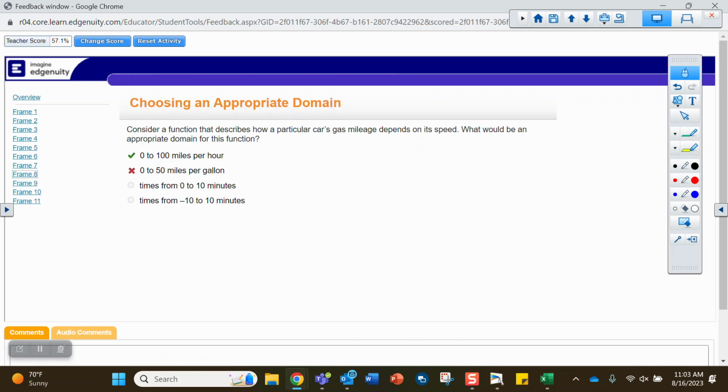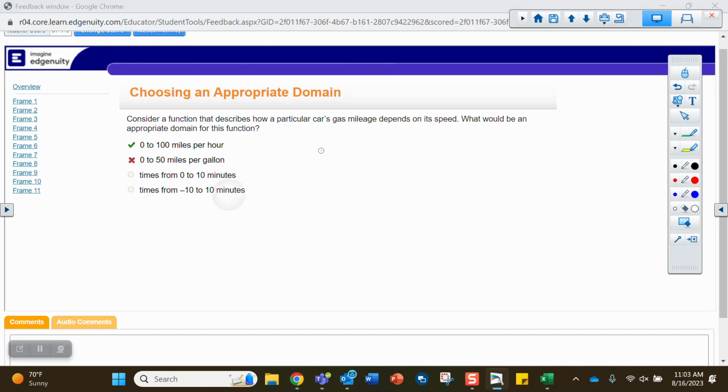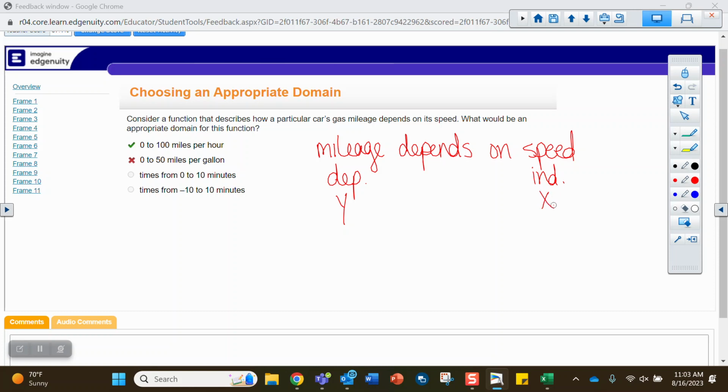Consider a function that describes how a particular car's gas mileage depends on its speed. What would be an appropriate domain? So if mileage, let me switch back to my pen. Mileage depends on speed. That means this is the dependent, or the y, and this is the independent, or the x. The mileage depends on the speed.